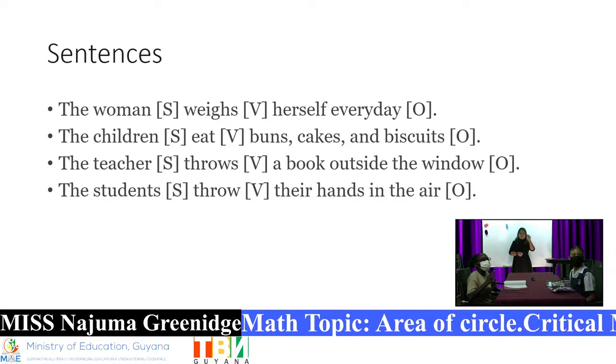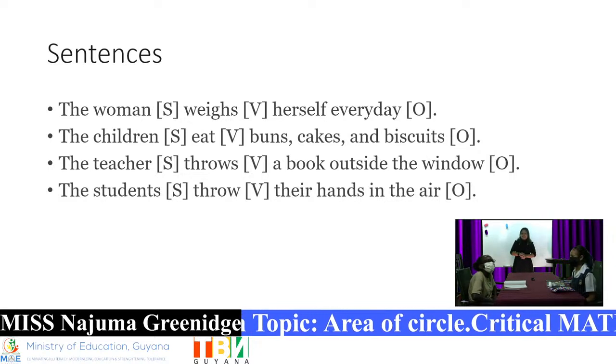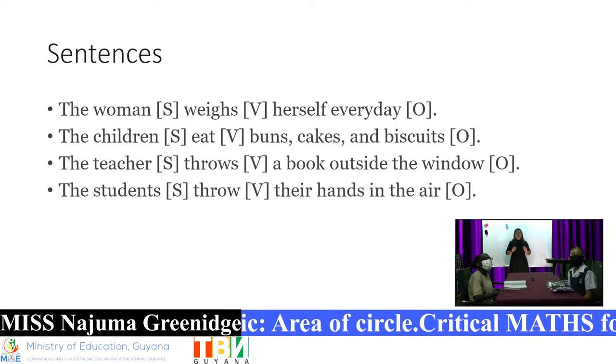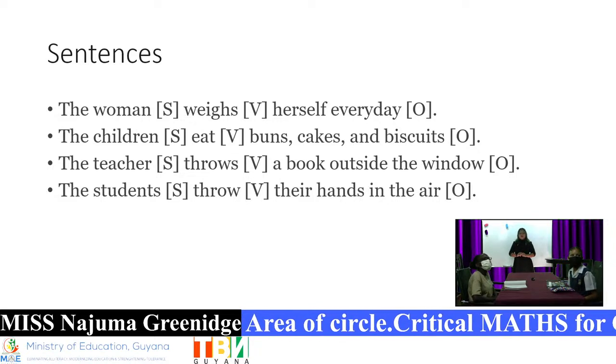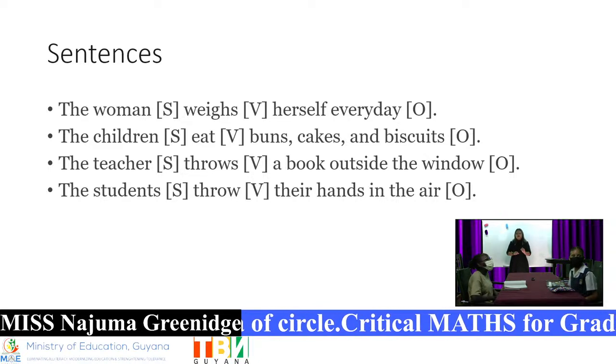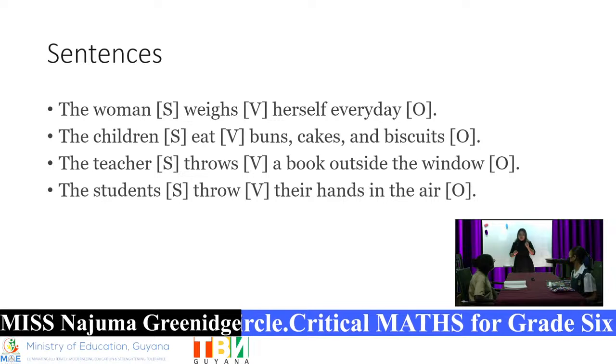The teacher throws a book outside the window. That's not a very nice teacher, right? Good. So who or what are we talking about in this sentence, Alicia? The teacher. The teacher. We also have book in that sentence. Where are we talking about the book in this sentence? Look back at the sentence.